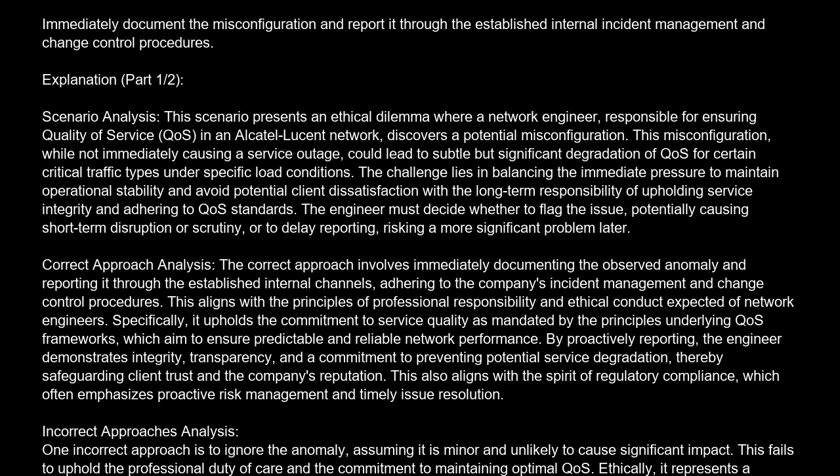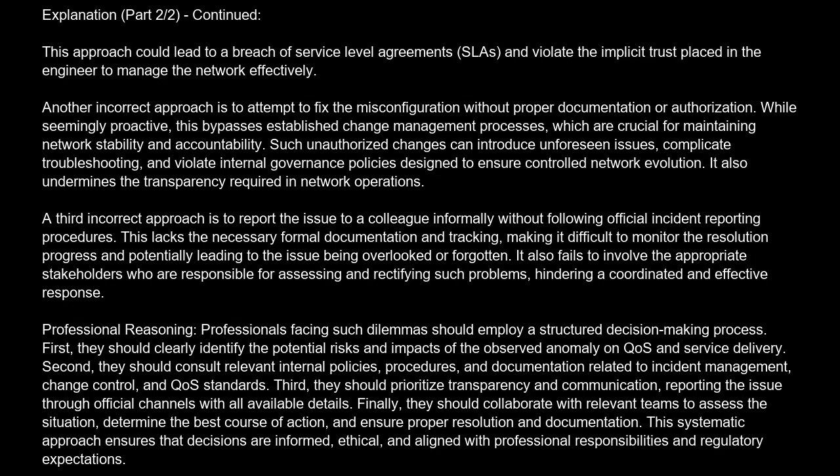One incorrect approach is to ignore the anomaly, assuming it is minor and unlikely to cause significant impact. This fails to uphold the professional duty of care and the commitment to maintaining optimal CoS. Ethically, it represents a dereliction of duty, as it prioritizes convenience over the potential for future service disruption. This approach could lead to a breach of service level agreements, SLAs, and violate the implicit trust placed in the engineer to manage the network effectively.